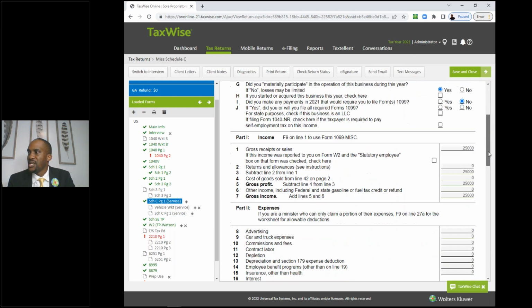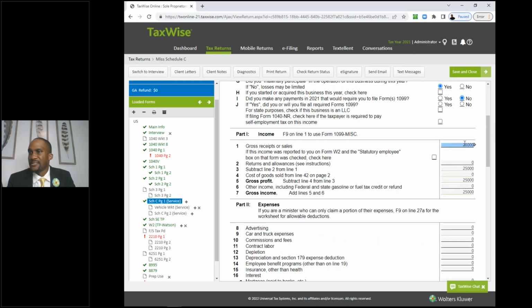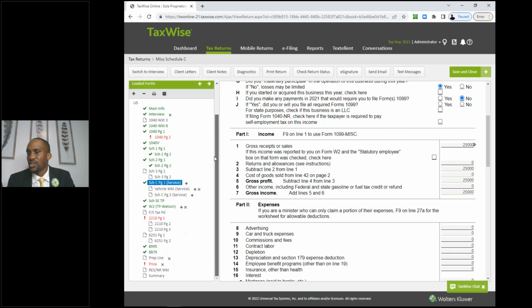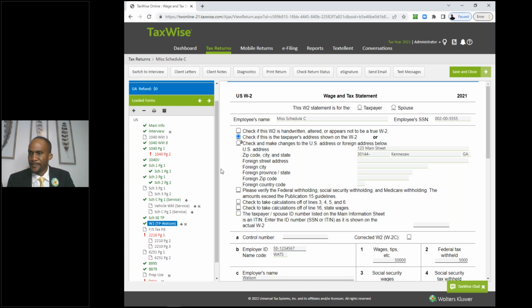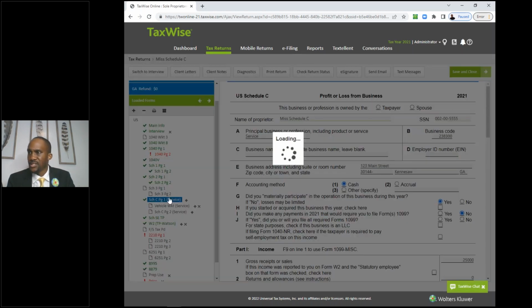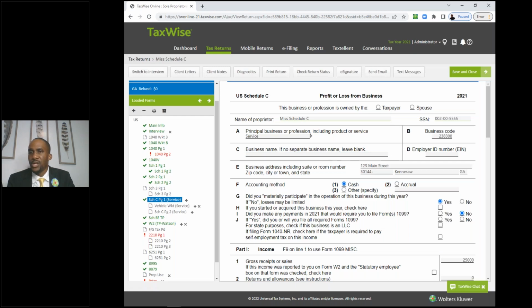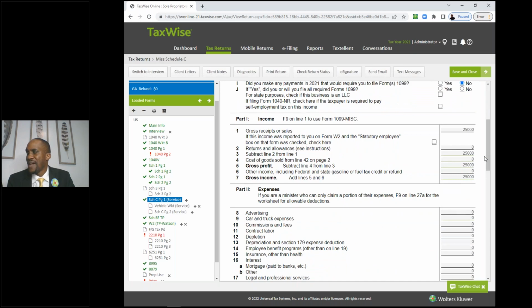So Miss Schedule C made about $25,000 last year in gross receipts, and she also has a W-2 where she made approximately $50,000. So she's a hardworking lady, right? She's got her W-2, 50 grand, and she's got her delivery business that she's working on the side. And she made $25,000, right? I haven't put any deductions in here yet. Let's walk through some of these deductions, but gross sales of $25,000.